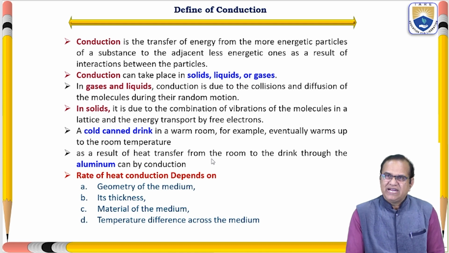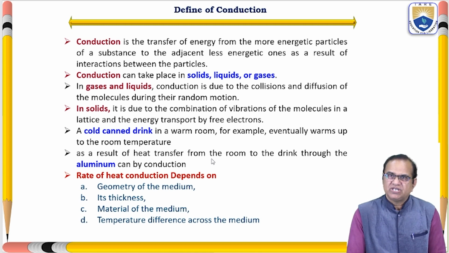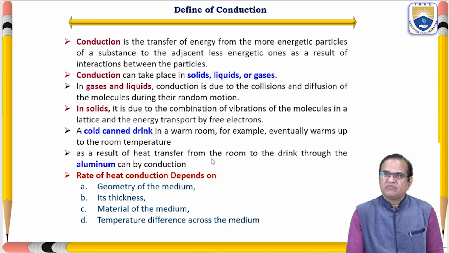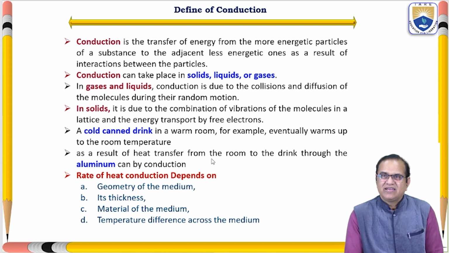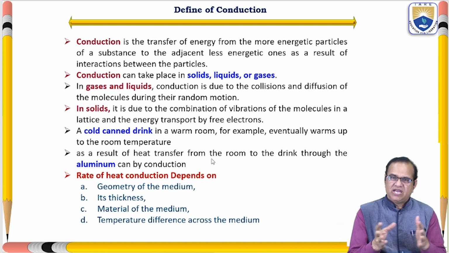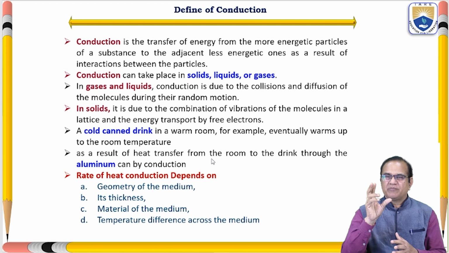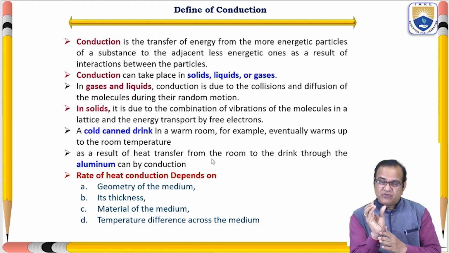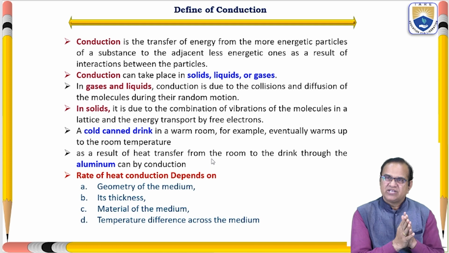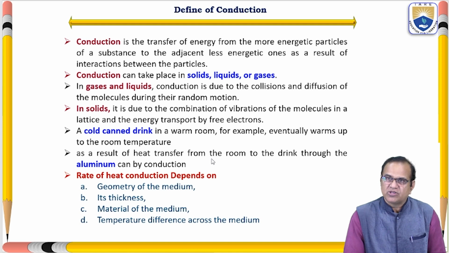A cold canned drink in a warm room, for example, eventually warms up to room temperature as a result of heat transfer from the room to the drink through the aluminum can. So if you take a cold drink bottle of aluminum foil, which you have taken out from the fridge, and you keep it outside, outside the temperature is high, inside the bottle the temperature is very low. So from the liquid to the aluminum foil, it is conduction, and from the aluminum it will go to the air. So here conduction and convection both are applicable.